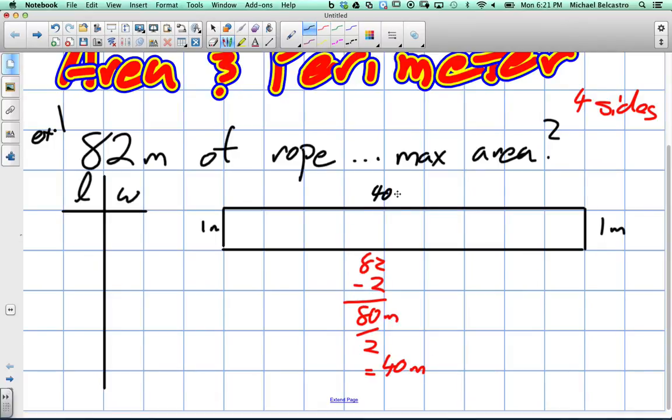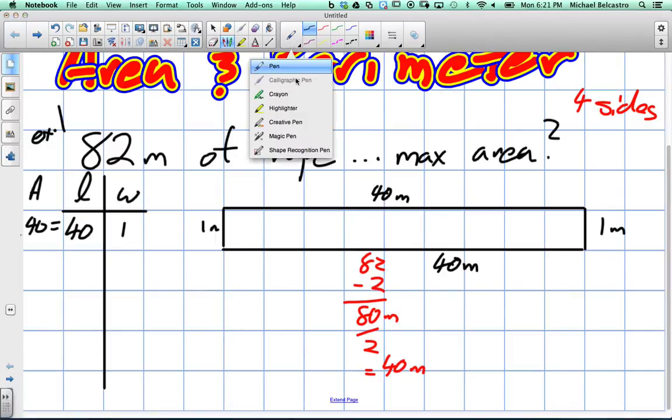So this is 40 meters, and this is 40 meters, because they gave us 82 meters of rope, and essentially they're saying use 82 meters to build a perimeter. Well, that gives an area of 40. It's not so great. So then we can start building less extreme shapes.